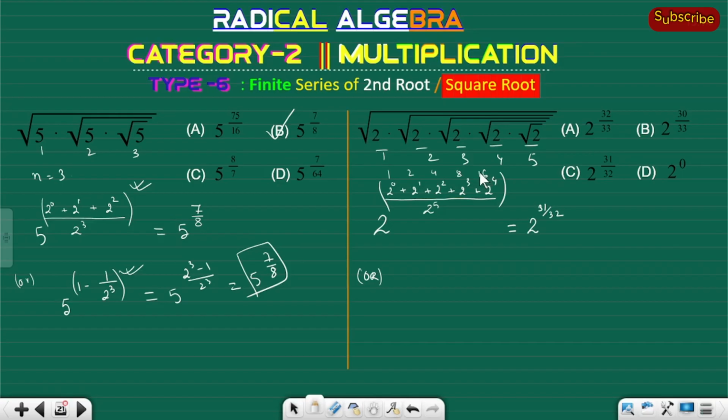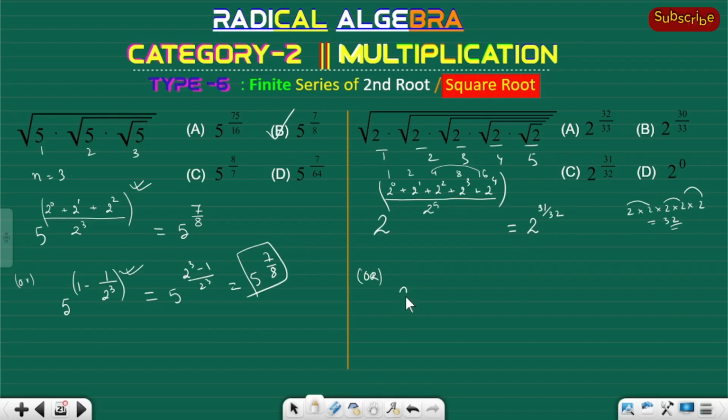16, 20, 28, 30, 31. And 2 raised to the power 5 is 32: 2 into 2 into 2 into 2 into 2. 1, 2, 3, 4, 5. It is 32. 4, 4 is 16, 16 twos is 32, right? So it is 32.